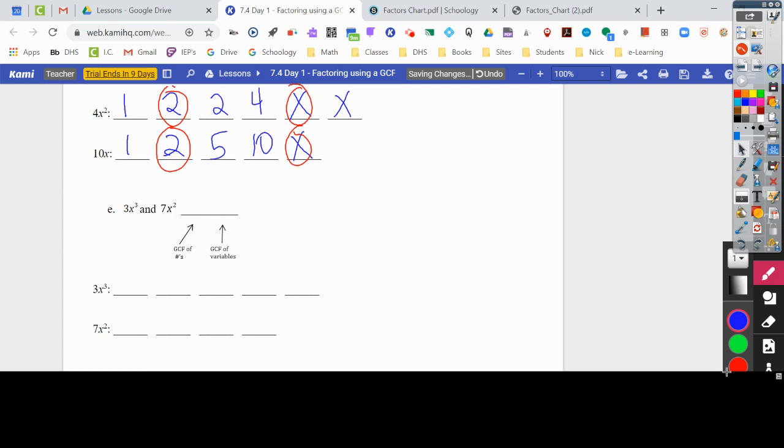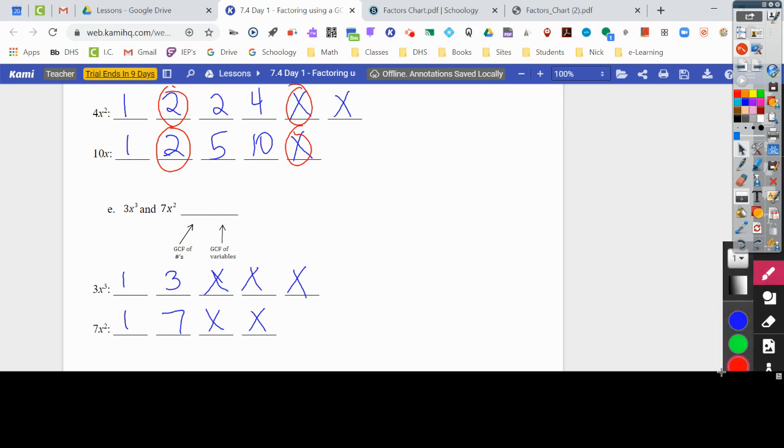So again, 3x to the third means I have 3 x's, and I'm going to put those 3 x's down first, all the way to the right. So x times x times x is x to the third. And then my factors of 3 is just 1 times 3. And then for 7x squared, it's just going to be x and x, because x times x is x squared. And then my factors of 7 is just 1 times 7.